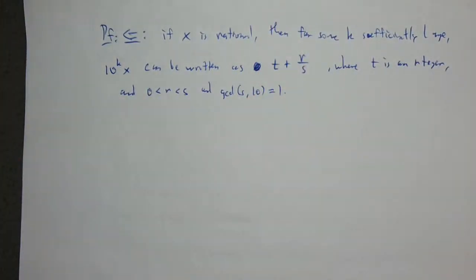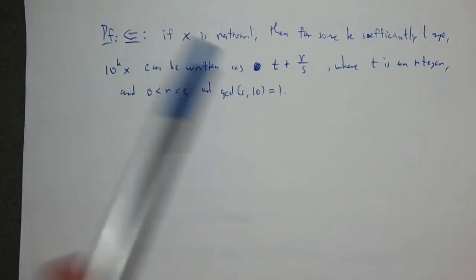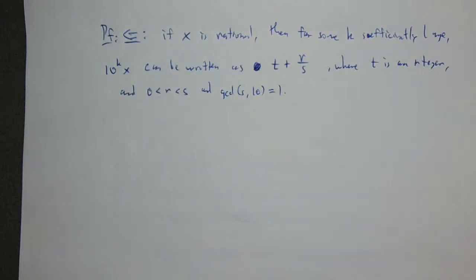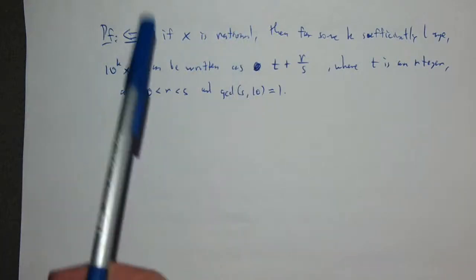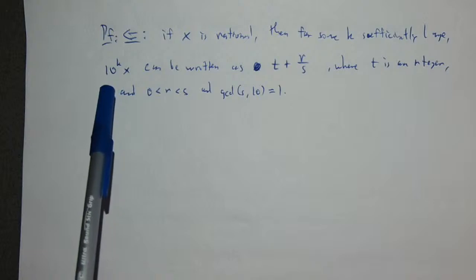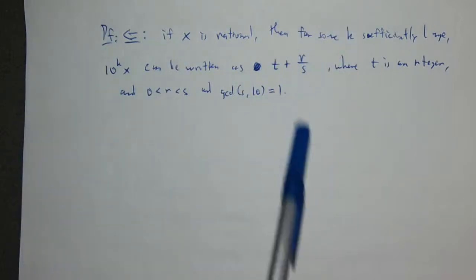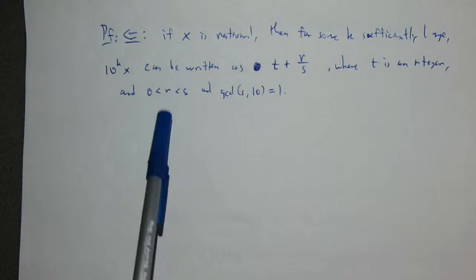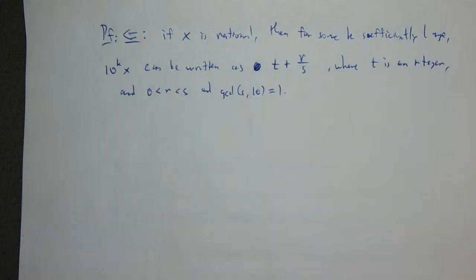Let's think for a second why we can do this. So if x is rational, so it is some fraction, okay, then why do I know that for k potentially huge, 10 to the k times x eventually can be written as integer plus this fraction r over s, where the numerator is smaller than the denominator and denominator is relatively prime to 10? Why do I know that?